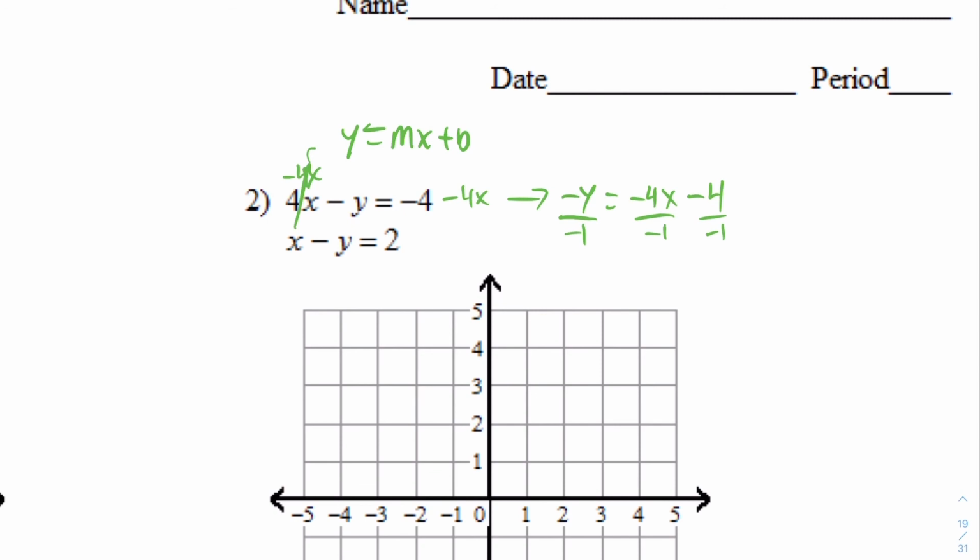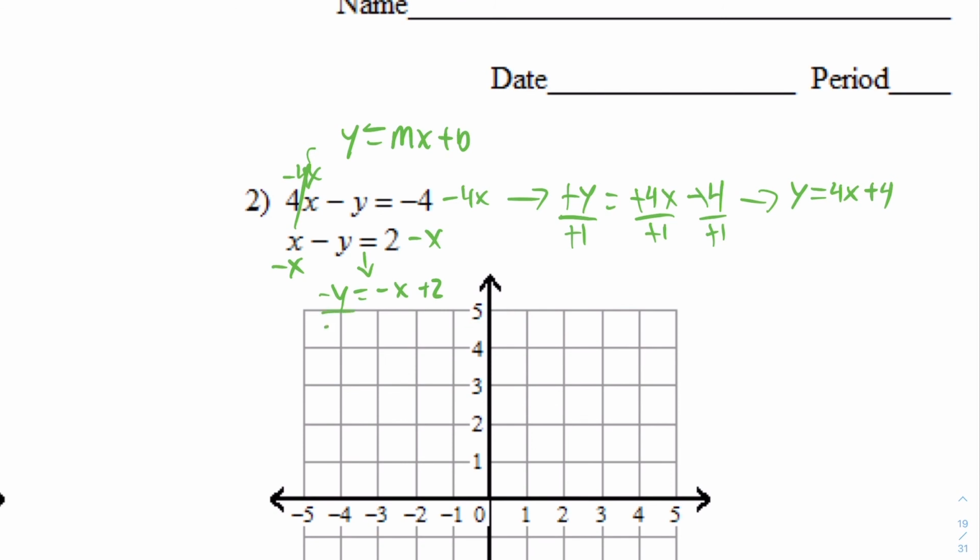-y divided by -1 is going to make a positive. And it's going to be the same thing for all of these. Because they were all negative, when you divide by a negative, it makes them all positive. And that's going to make y equals 4x plus 4 as the first equation. Let's subtract x from the second equation. And that's going to make -y equals -x plus 2.